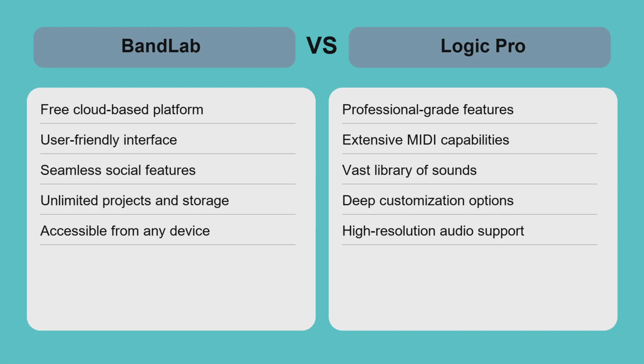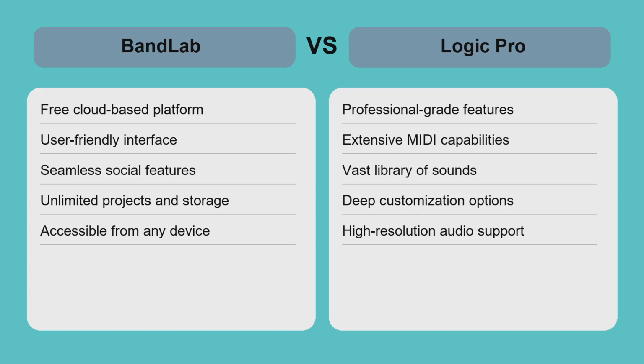BandLab and Logic Pro serve different user needs. BandLab excels in accessibility, collaboration, and ease of use, making it perfect for quick ideas, remote teamwork, and beginners. Its cloud-based nature means you can work anywhere without installation. Logic Pro, in contrast, offers unmatched depth and professional tools for detailed production, ideal for studio-quality work and advanced sound design. The trade-off is that Logic Pro requires a Mac and has a steeper learning curve.